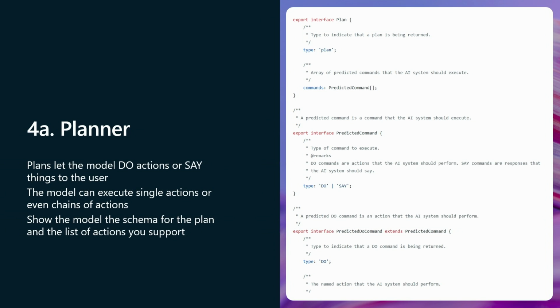Next, let's quickly talk about planning. Planning lets the model return a plan object that tells the model to do actions, say things, or a combination of 2. Doing an action is your business logic. Saying something is saying something to the user. And getting the model to return a plan is actually pretty easy. You just show it the schema the AI library expects for a plan and give it a list of actions, functions that your Copilot supports. And our built-in planners have logic that makes sure the model always complies with this schema.